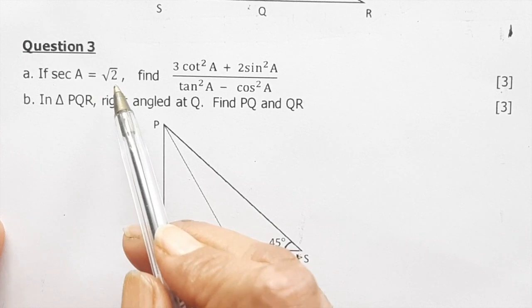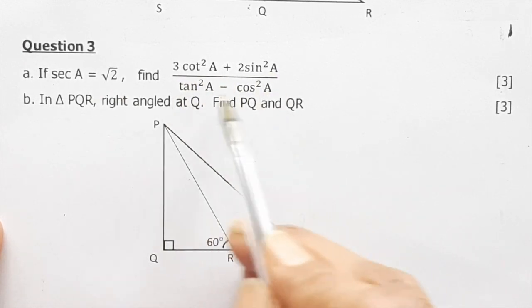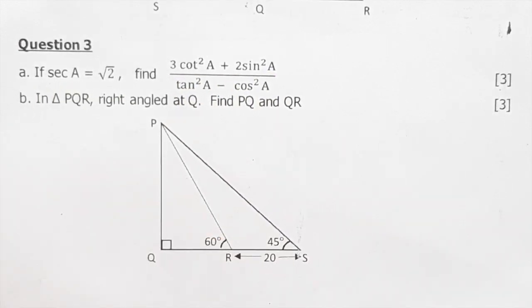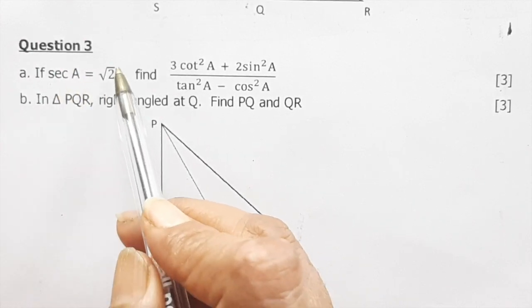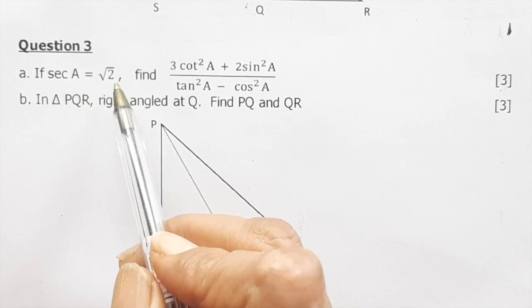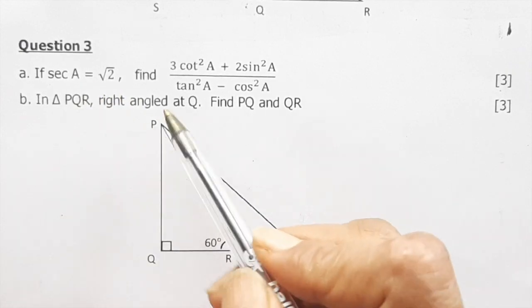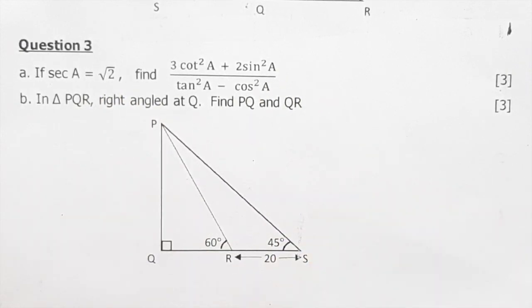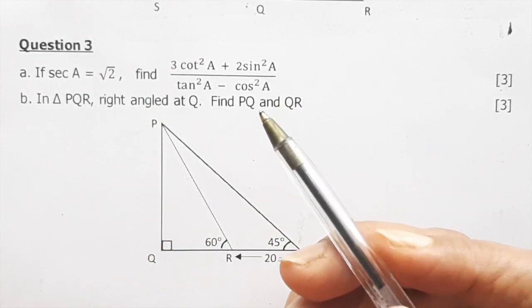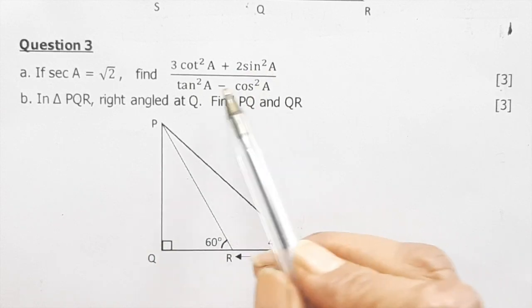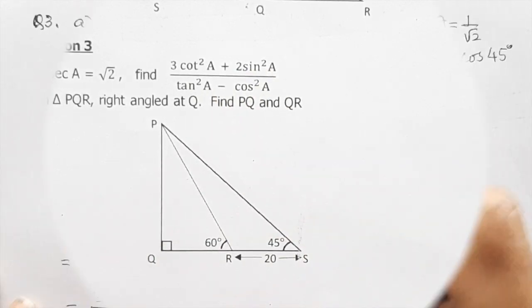Let us look at question 3a. If sec A is equal to root 2, find the value of this. Sec A is 1 upon cos A. So 1 upon cos A is root 2. So cos A becomes 1 upon root 2. And once we know the special angles, we already have seen how to get the values of the special angles when we know the ratios. So we are going to substitute in this and we are going to solve it.